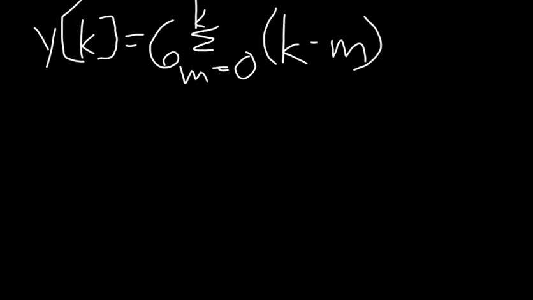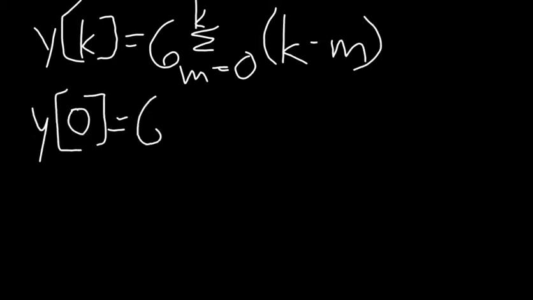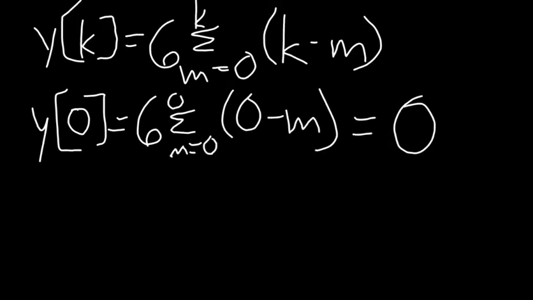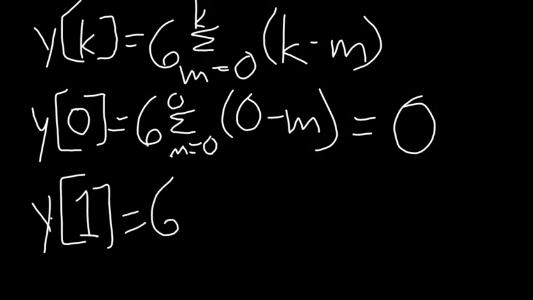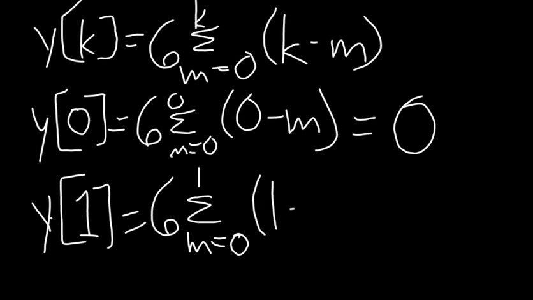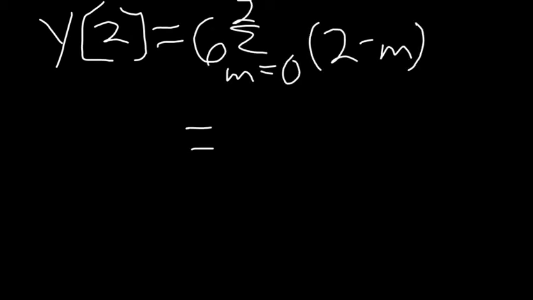If we want to solve for y sub 0, we do 6 times the summation from m equals 0 to 0 of 0 minus m, which is just going to be 0. And y sub 1 will then be 6 times the summation from m equals 0 to 1 of 1 minus m, which ends up equaling 6. In the same format, y sub 2, when you solve that out, is going to equal 18.